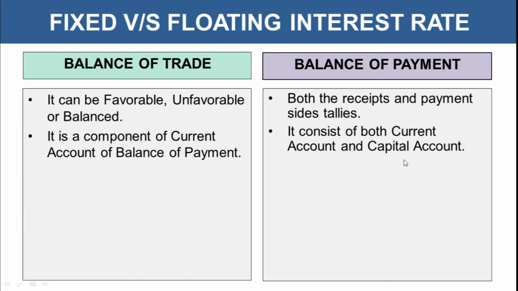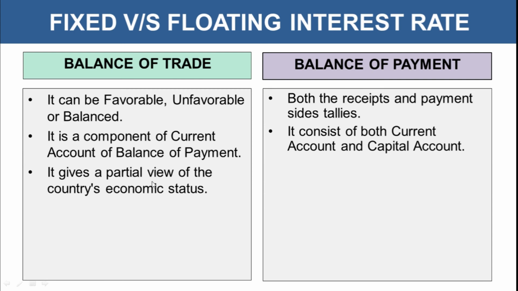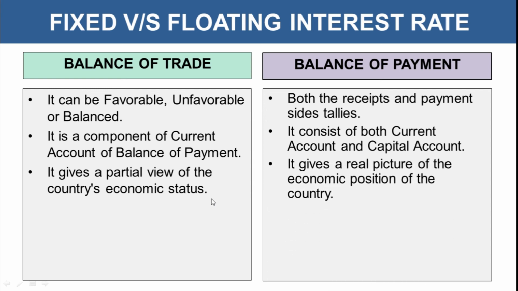Now, current account and capital account are both part of balance of payment, and balance of trade is a part of the current account of balance of payment. So you need to understand it in a clearer way. Balance of trade gives a partial view of a country's economic status. We saw that balance of trade is about imports and exports of goods, recording only those transactions, so it gives a partial view. However, balance of payment gives a more realistic picture of the economic position of the country, because it shows all the services, goods, as well as transfers happening between one country and another, all imports and exports within a given period of time.